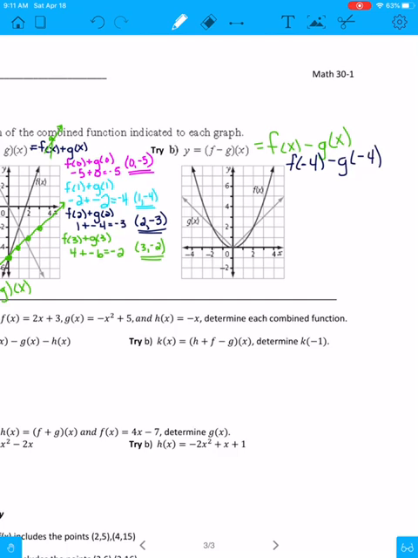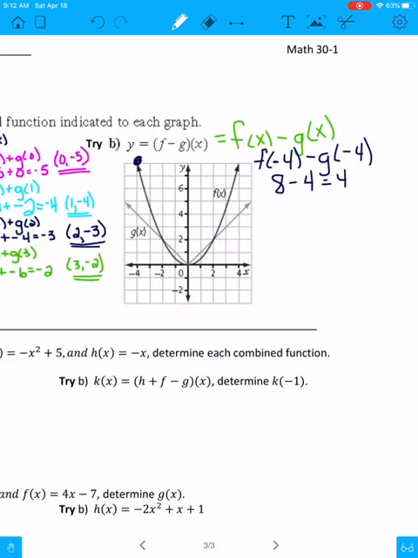Okay, so f of negative 4 is at 8 minus g of negative 4, which is at 4. 8 minus 4 is 4. So I have a new coordinate at negative 4 and 4.